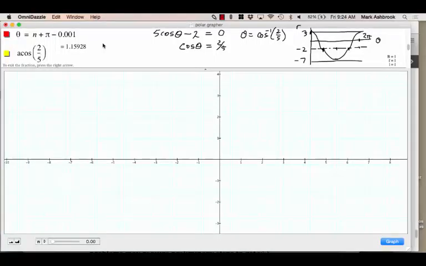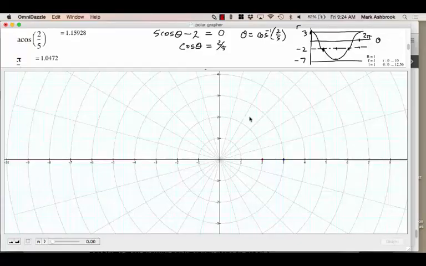1.16. So let's compare that to pi over 3. Okay, it's a little bit more. So this angle is a little bit more than pi over 3. Pi over 3 is 1.042. So a little bit past pi over 3 is where we're going to go through the pole. So let's account for that.